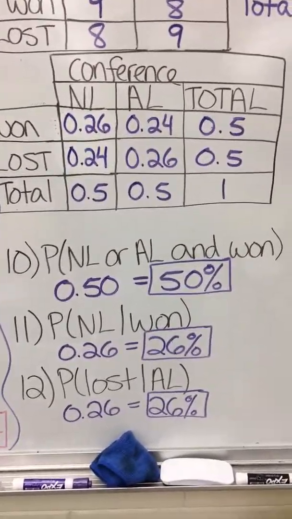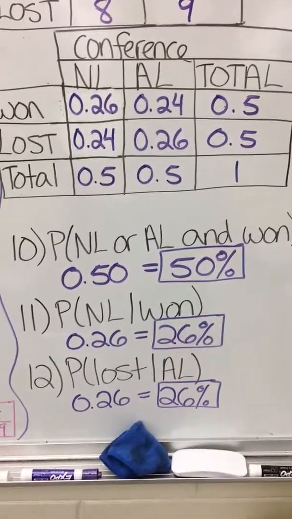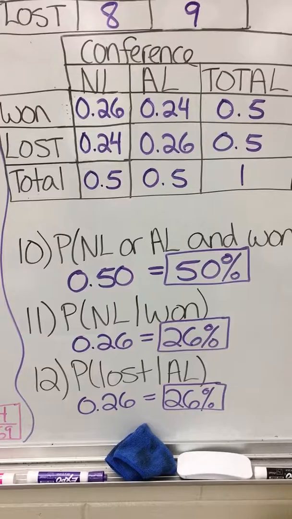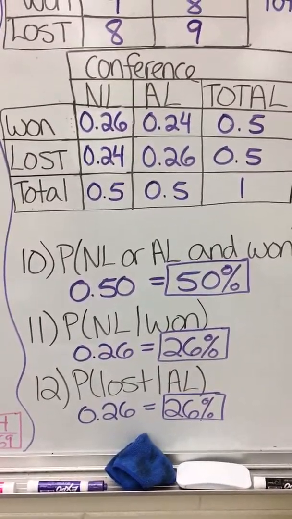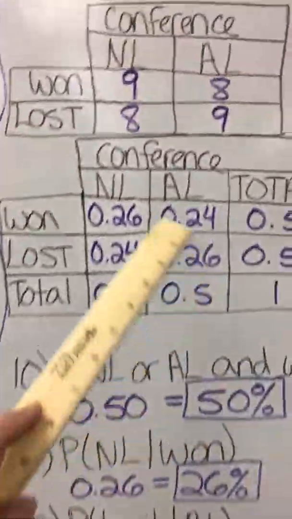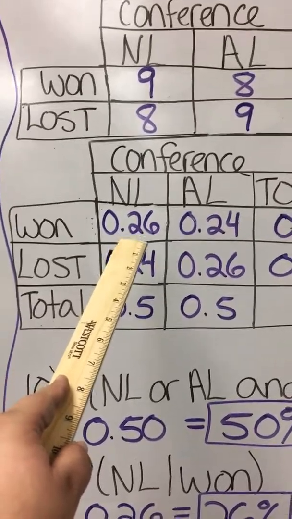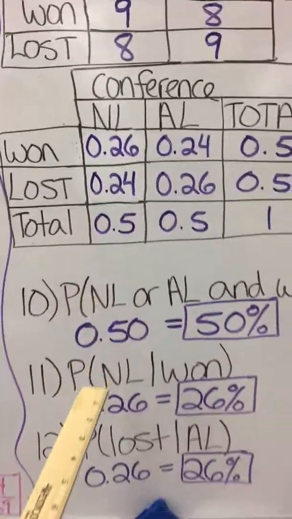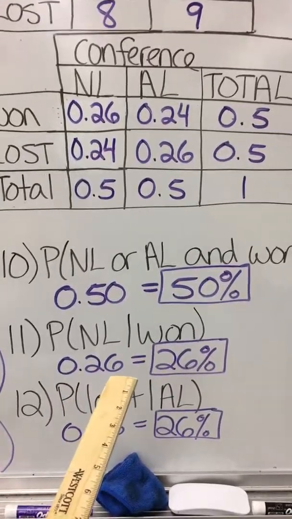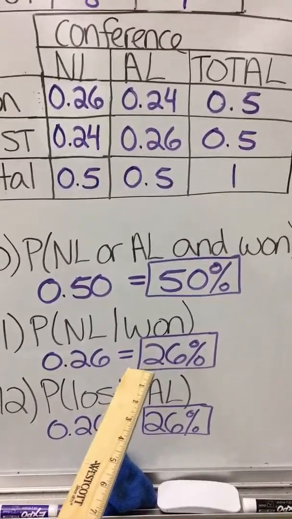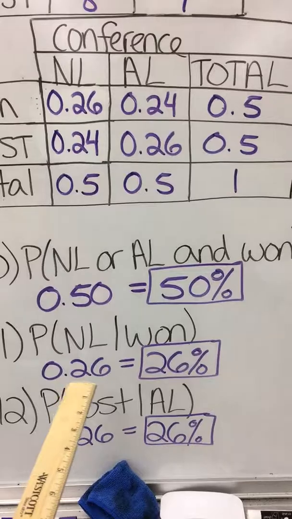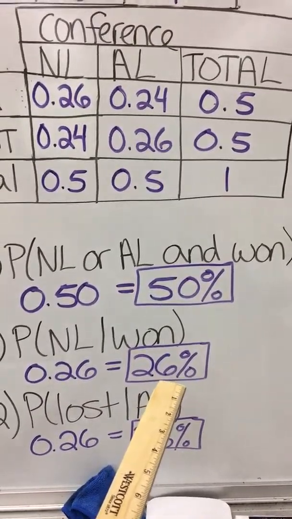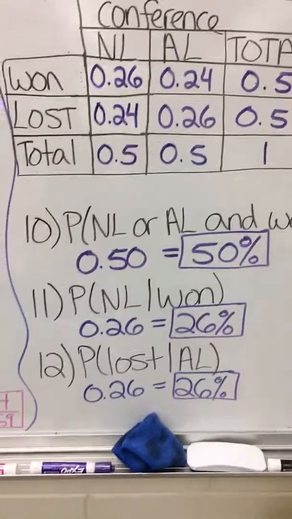For number 11, we need to look at the probability of the National League given the fact that they won. So we're going to look at this box right here, National League, and they won. It's 0.26. You're going to write 0.26 again, and then, like we did in the last one, multiply this number by 100. You're going to get 26%. That's your final answer.